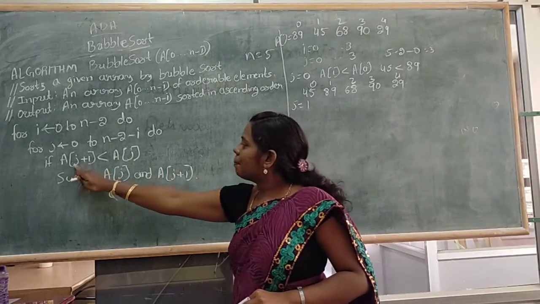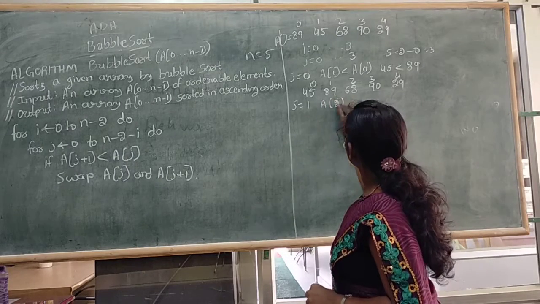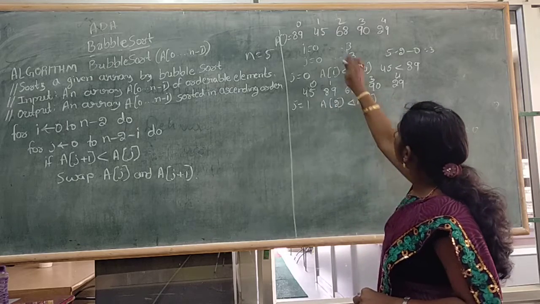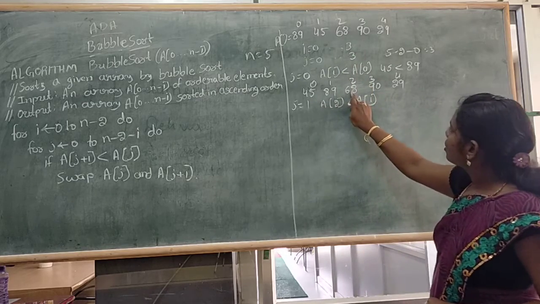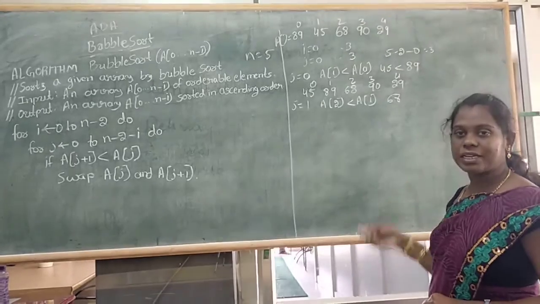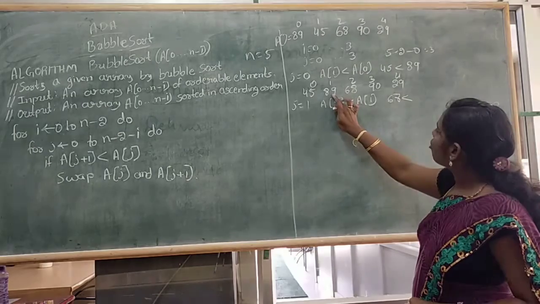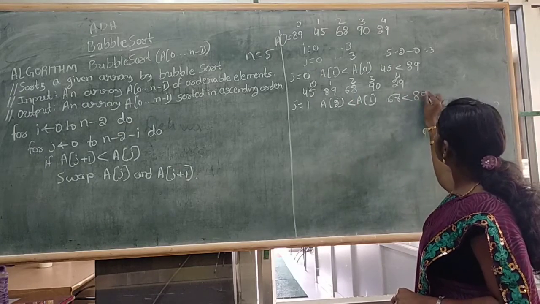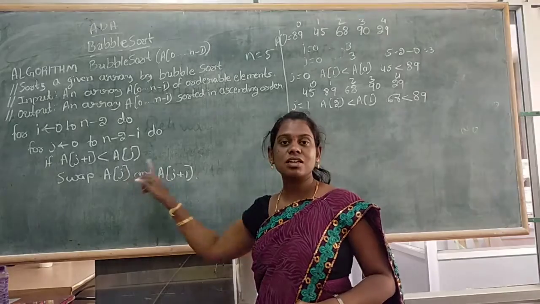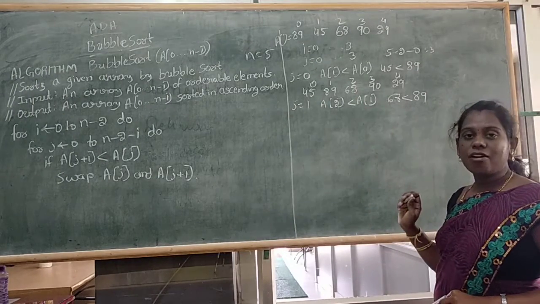So j is equal to 1. j plus 1 means 1 plus 1 becomes A of 2, less than A of j, which is 1. How much is A of 2 here? 68. Now we should not look at the old array; we have to keep looking at the updated one. So A of 2 is 68, less than A of 1, how much? 89. So the condition is true. If it is true, we have to exchange A of j and A of j plus 1, that is A of 1 and A of 2.